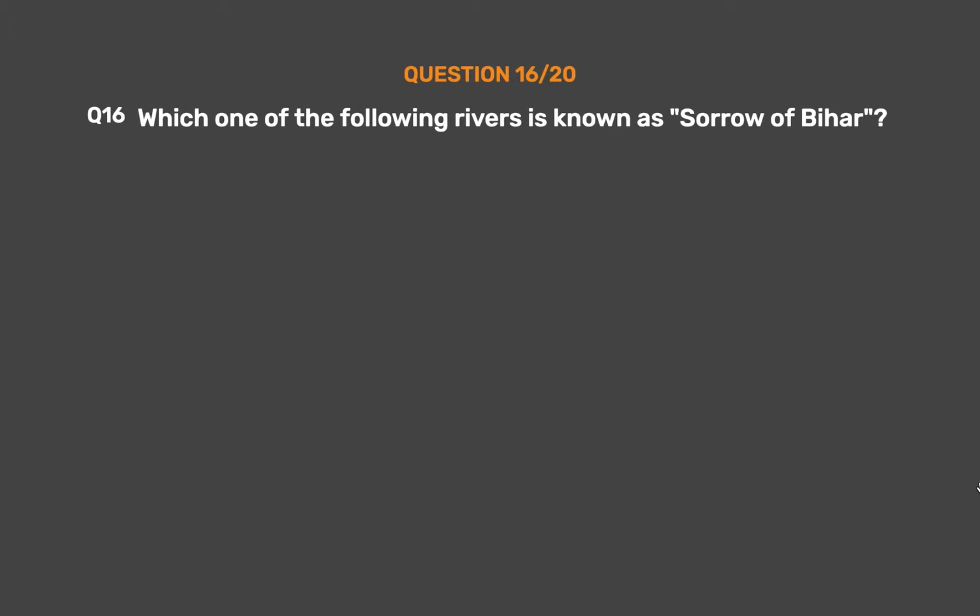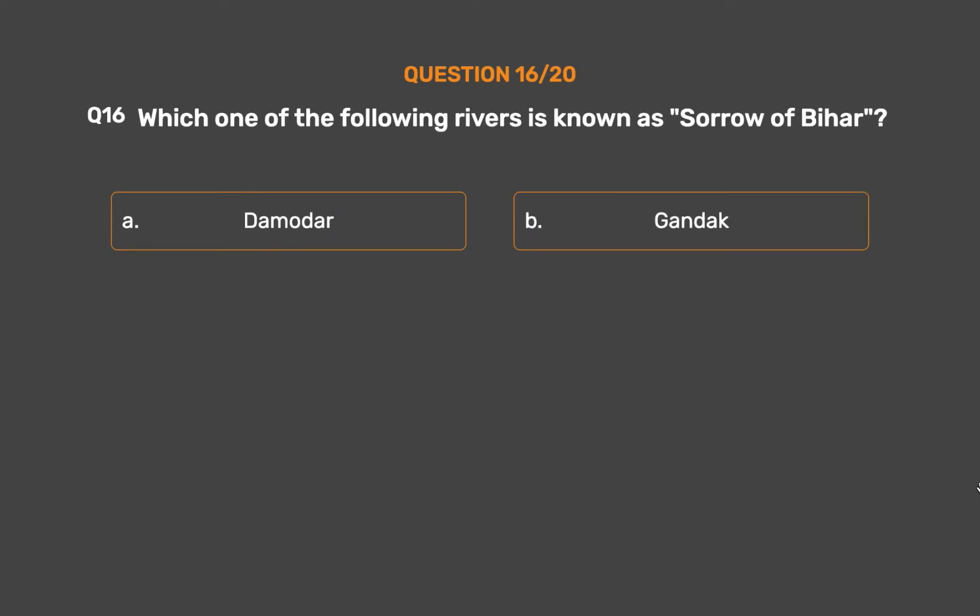Question number 16. Which one of the following rivers is known as Sorrow of Bihar? Option A. Damodar. Option B. Gandak. Option C. Kosi. Option D. Sone.